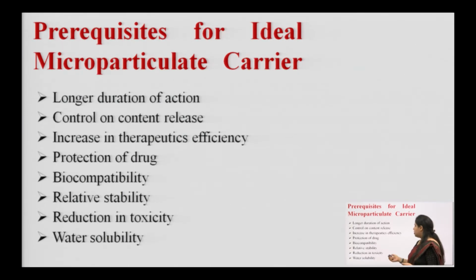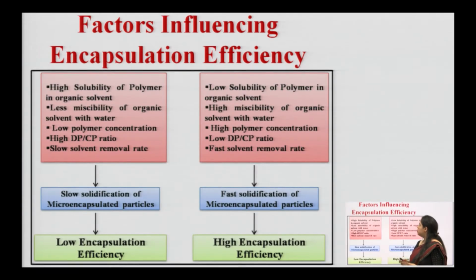Reduction in toxicity, yes, direct interaction of drug with the organs, or it is not connecting directly with the organs. So, we can expect that the toxicity level will get reduced, or we are reducing the dose as well. So, we can expect the toxicity will get reduced in that case if we give the drug in the form of this system, microparticulate system, and the water solubility. So, these are the various factors which need to be considered while making these types of carriers. Now, move on to the next slide.